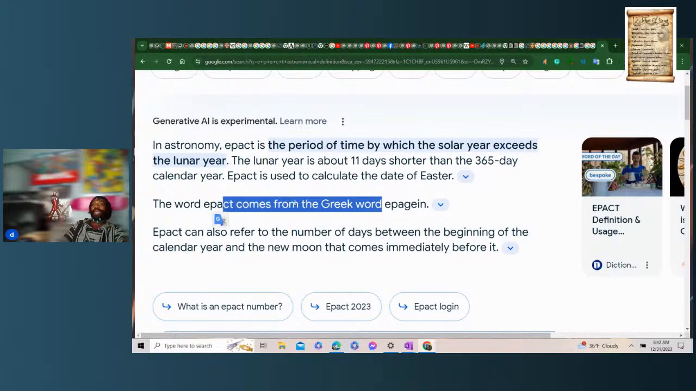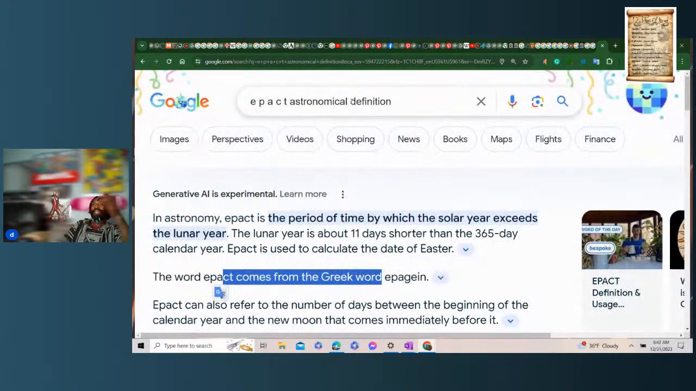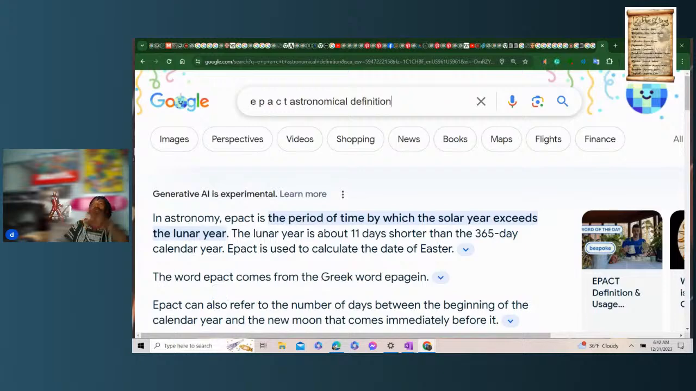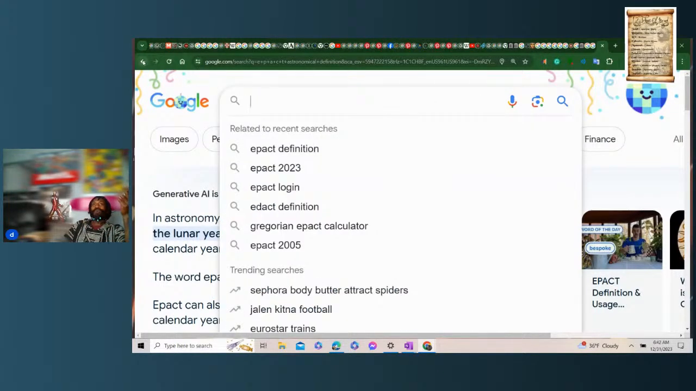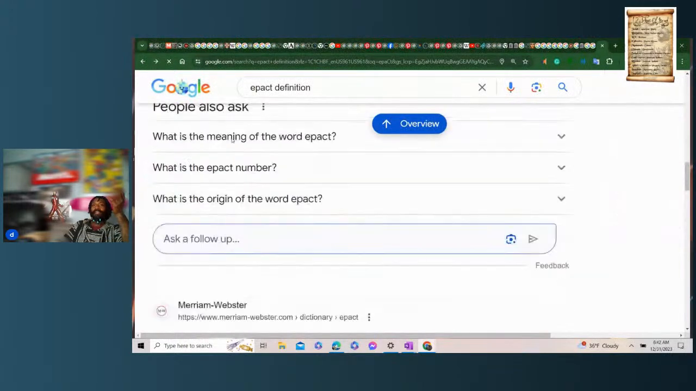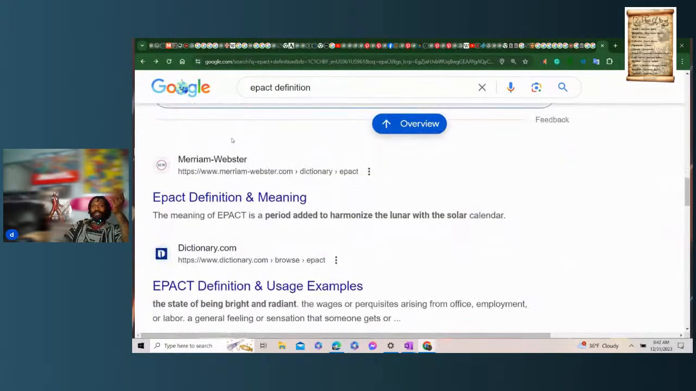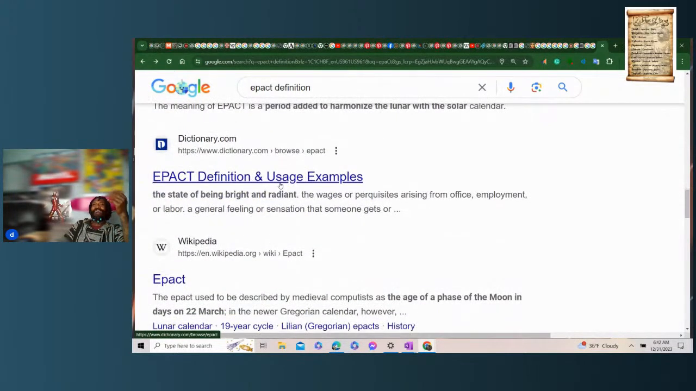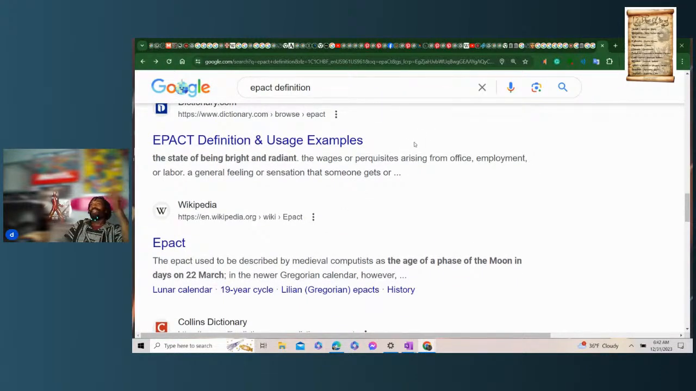So the word epact, and then I had to do some digging because I had to say epact astronomical definition. Because if you don't say that, then you're not gonna get the answer. If you put in regular epact, it comes up, state of being bright and radiant, a period added to harmonize lunar with solar count. Well, I guess that's pretty good. Damn, I could have just went there.